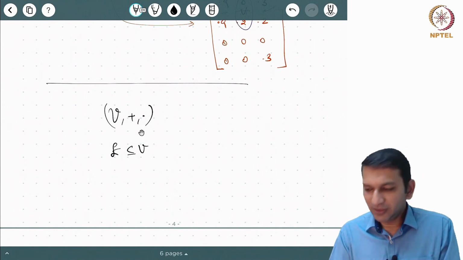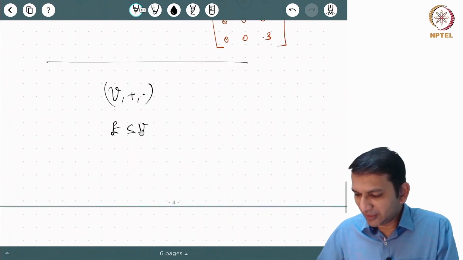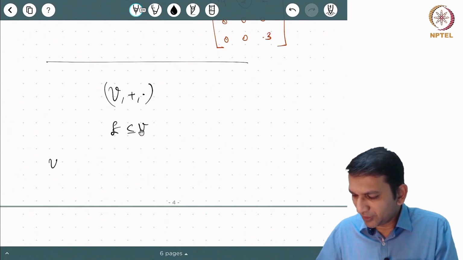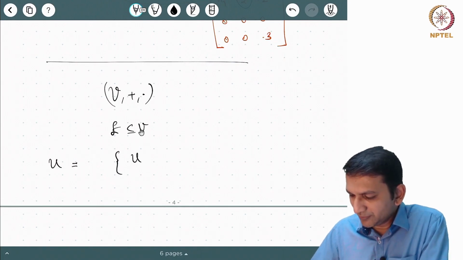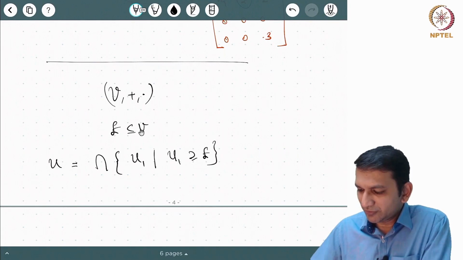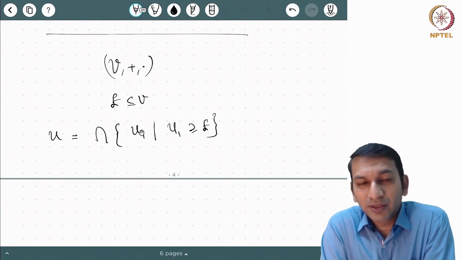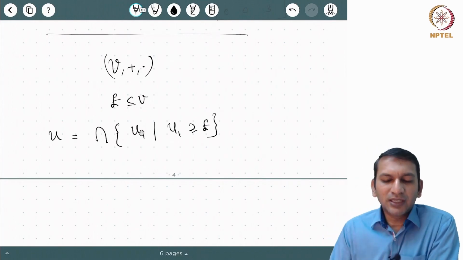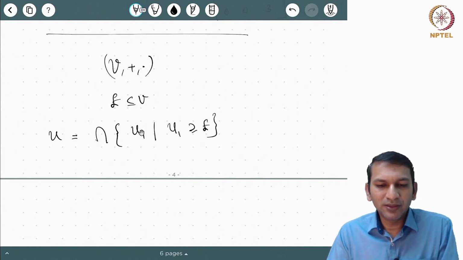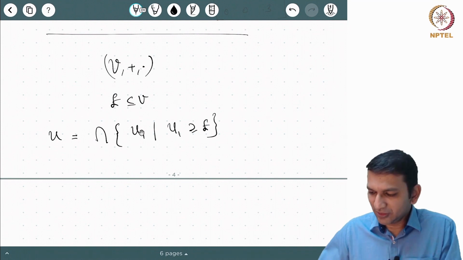There are two ways to denote this. For instance, the external characterization is the subspace. Let's denote this subspace obtained from E as U. We can say this is all those subspaces U1 such that U1 contains E, and take the intersection of them. We know that arbitrary intersections of subspaces is a subspace. So consider all the subspaces U1 containing E and take the intersection.